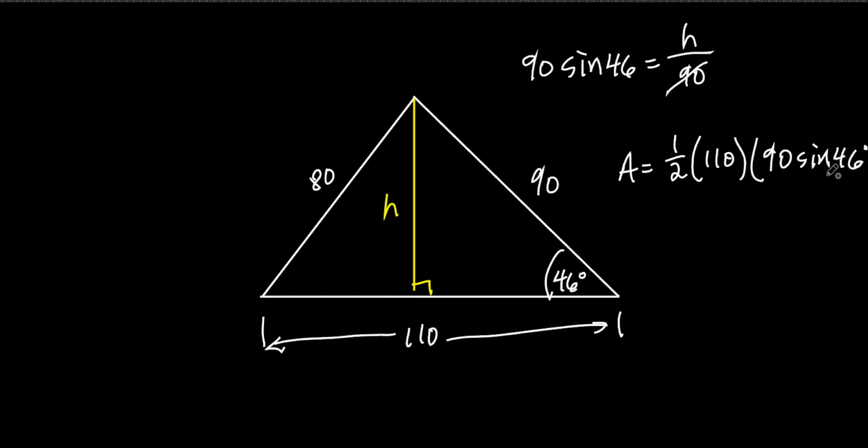See why I didn't put that as a decimal? Because I want to put it in the calculator all at once, and that will give me my most accurate answer. So you should get 3560.7. And then this is in feet. I didn't write feet, but it is in feet. So it's area. So it's what? Feet squared.